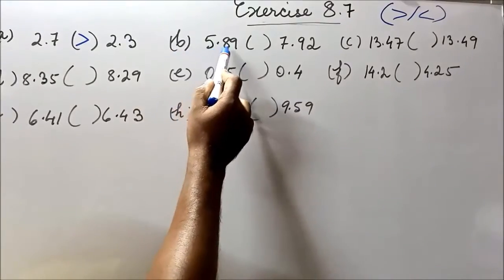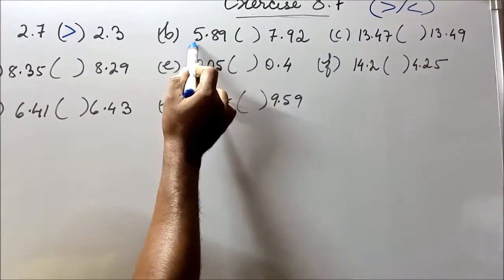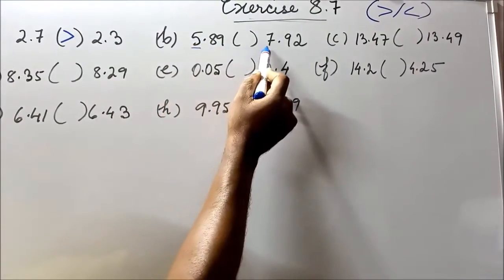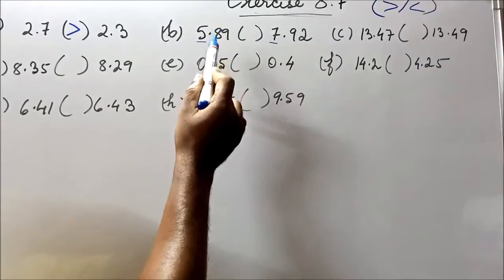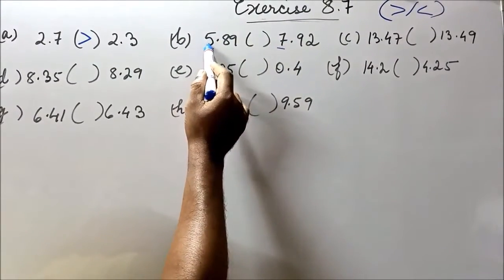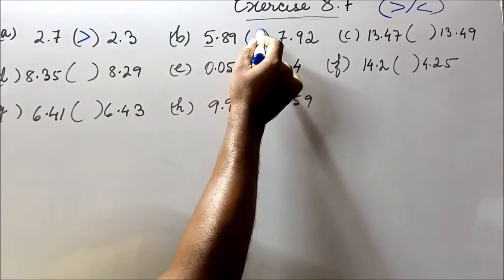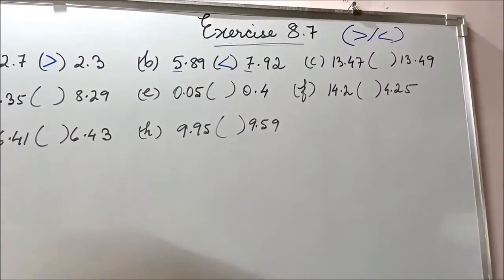Number B, 5.89, 7.92. Here the whole number part is 5, and the whole number part here is 7. So the whole number parts are different, so therefore we don't have to see the decimal part now. So since 5 is less than 7, 5.89 is less than 7.92.